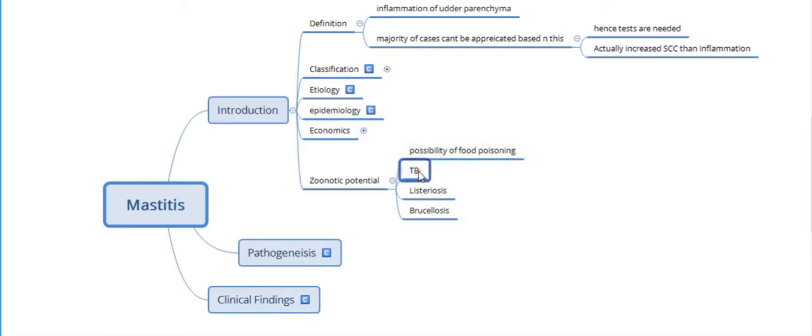Then there is a risk of certain zoonotic diseases like tuberculosis. Tuberculosis mastitis can happen. Listeriosis can happen through consumption of infected milk. So is brucellosis. So that is regarding some basic concepts of bovine mastitis. And now let us see the pathogenesis in detail.